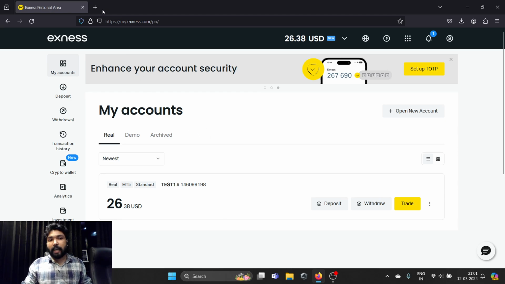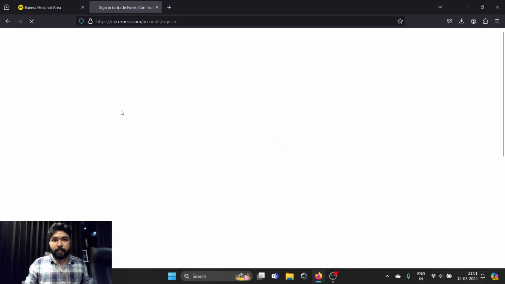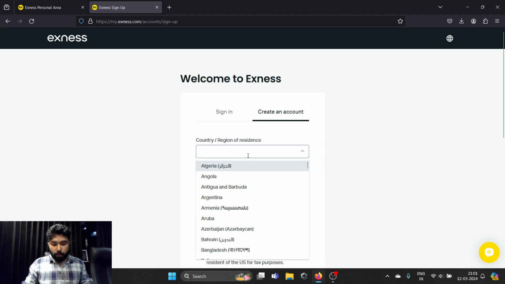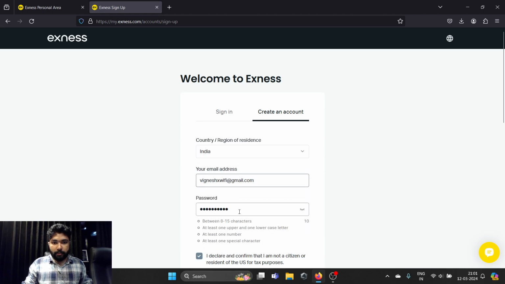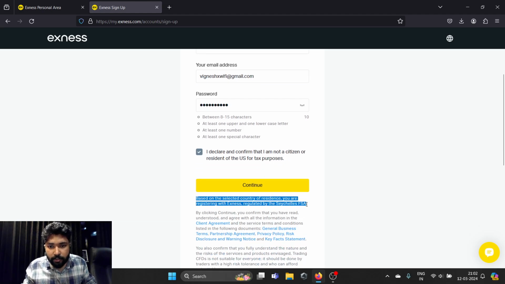In order to start an Exness broker account, first I would go with the sign up option here. For creating an account, first you choose your region, then your mail ID and your password, and declare and confirm that you're not a citizen or resident of the US for tax purposes. For some reason, US people are not allowed to make a forex broker account with Exness. There are a few brokers I have seen that don't accept people from a specific country. Right now there is no restriction for India, they have not added one yet. And here you can see, based on the selected country of residence, you are registering with Exness, regulated by Seychelles FSA. Seychelles is a place.